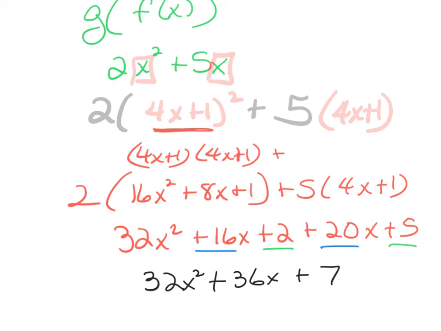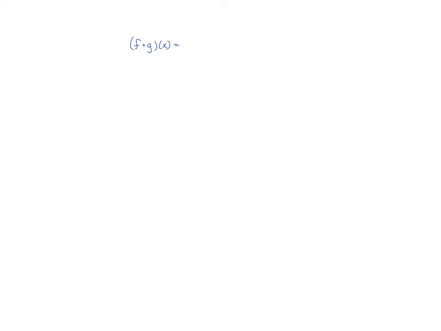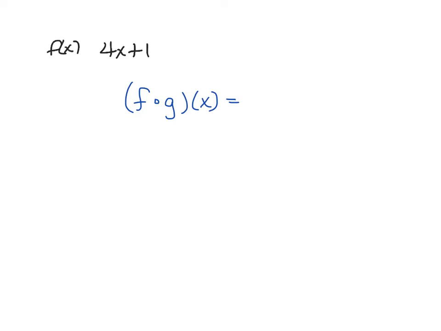And then that would be your final answer. Same original functions, but now we're going to switch the order. So now it's f of g, the composition of f and g. Again, remember your f of x function was 4x plus 1. And the g of x function from the previous slide was 2x squared plus 5x.